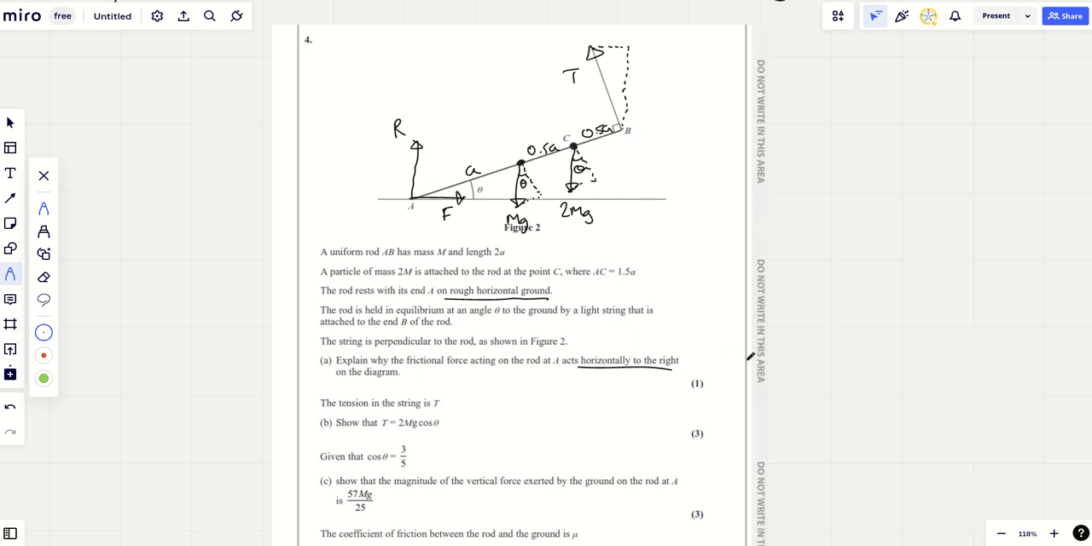So I'm just going to say friction has to oppose the horizontal component of the tension acting to the left. Otherwise, it wouldn't be possible for these forces to balance, would it? And the reason why I know the forces do balance is because it's held in equilibrium. So for a righty force, you need a bit of a lefty force there. Basically, that's all there is to it.